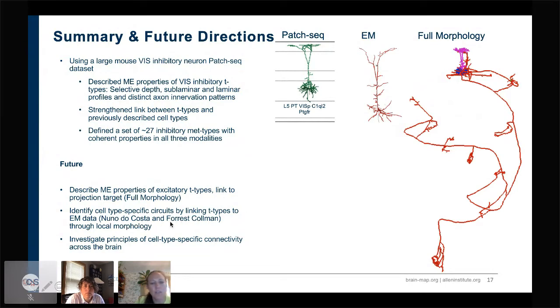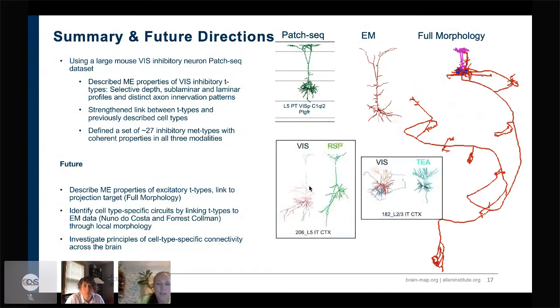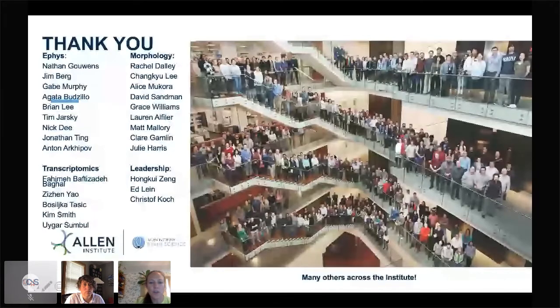And to do this, we'll be using the local morphology. And then as we look to the more distant future, we are also beginning efforts to patch cells in other cortical regions and even in subcortical regions, and we're interested in investigating the principles of cell type specific connectivity across the entire brain.